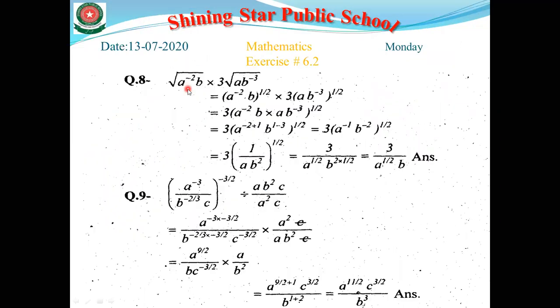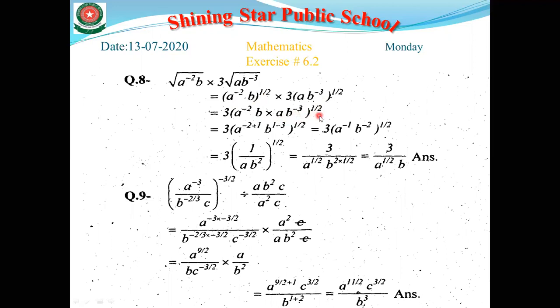Question number 8, (a^-2 b)^3... under root of ab^-3. Now this square root equals 1 over 2 and this square root equals 1 over 2. Now when we multiply 1 over 2 within the bracket, it becomes a power minus 2 multiply 1 over 2, b power 1 over 2. But here we adopt the second method. According to the second method, both have the same power, so we write them in a single square root. So we write a power minus 2 b multiply a b power minus 3, whole power 1 over 2.